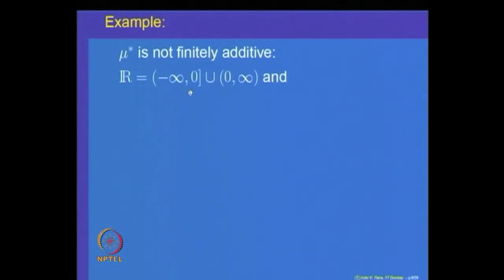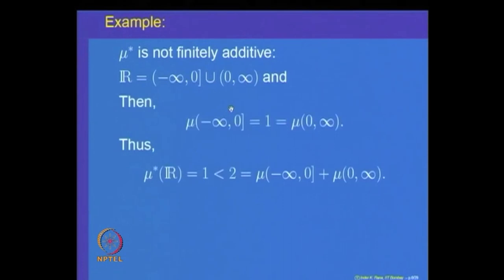So the real line is written as a union of two subsets, and now the outer measure of the set minus infinity to 0, that is an uncountable set, so that is equal to 1, and the outer measure of 0 to infinity is also equal to 1. So outer measure of both of these sets is equal to 1, their union is R. And so we get mu star of R is equal to 1, which is strictly less than 2, the sum of the outer measures of each one of them. So that says mu star of R is strictly less than mu star of minus infinity to 0 plus mu star of 0 to infinity. So that says that the set function mu star is not even finitely additive.